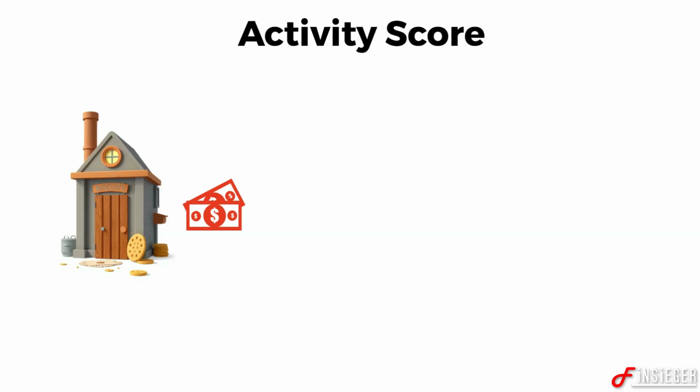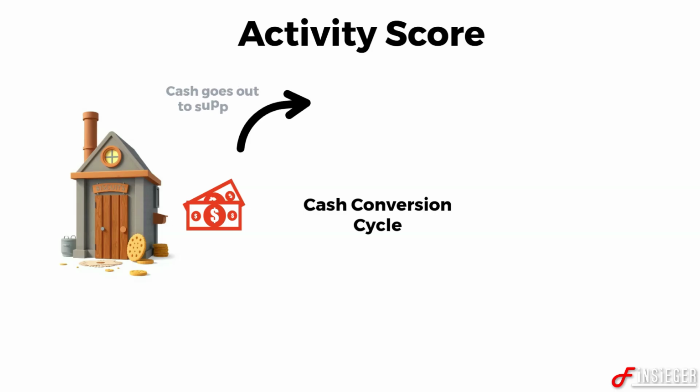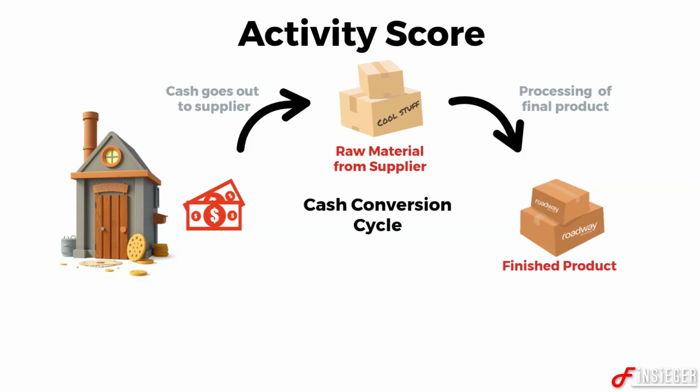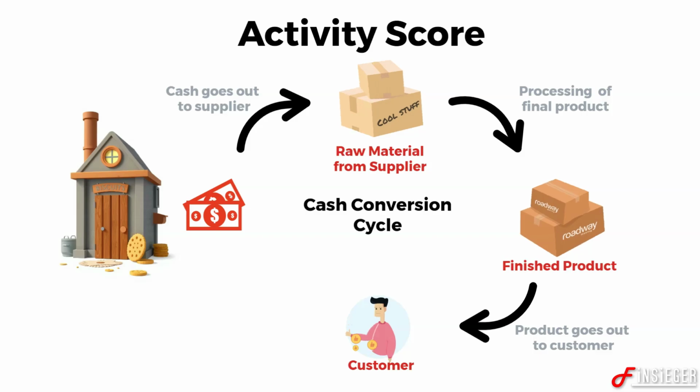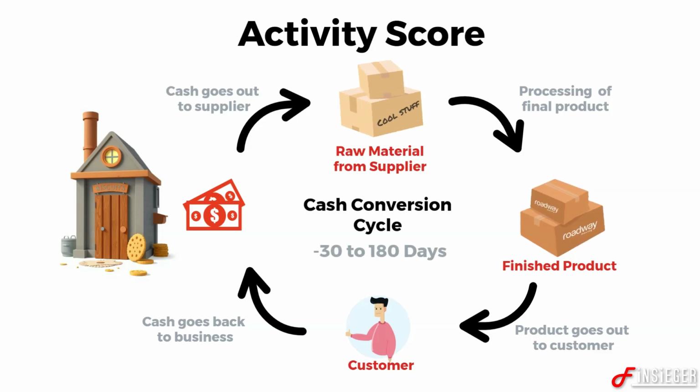For activity score, let's look at the cash conversion cycle, which explains a lot about cash and product management simultaneously. In the cash cycle, cash goes out to the supplier, who provides raw material to the company. Raw materials are processed into the final product, which sits in the company's inventory. The product is then passed on to the customer on credit or on an instant cash basis, which is then received back by the company. Ideal time to complete this cycle is -30 to 180 days. You will get to know about this in a moment.